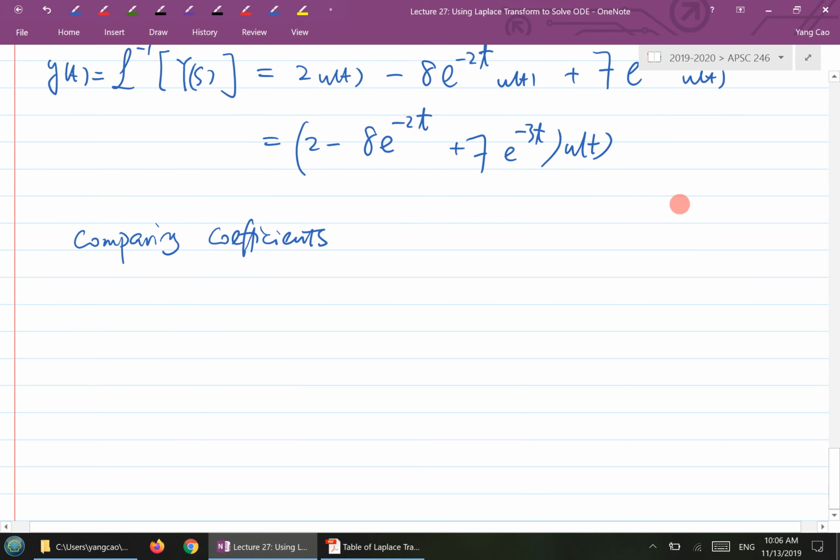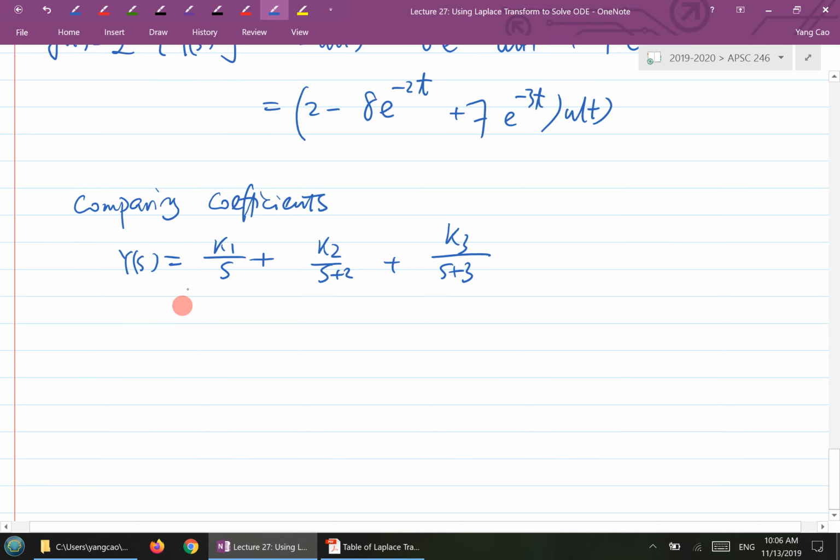Okay. Now this one does involve a little bit of computation, a little bit more complicated than the formula. But I wanted to show you here, it is one approach to do. Comparing coefficients basically means you will write back into the fraction format, okay, from here.